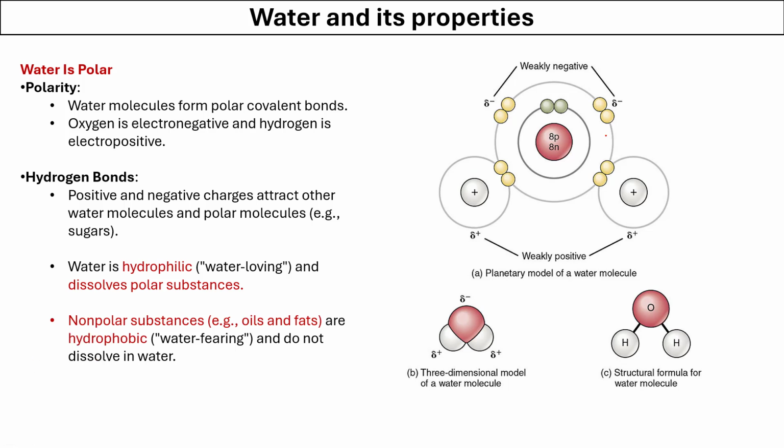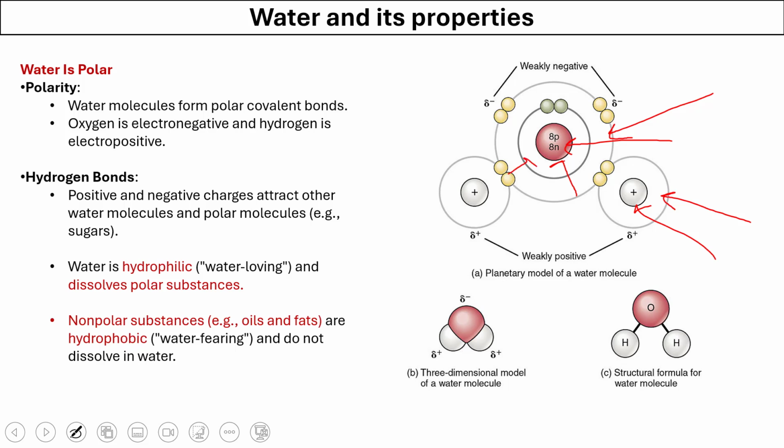Now let's look at some properties of water. We have seen that oxygen, which has 6 electrons in its outermost shell, shares 1 electron each with hydrogen. Because the nucleus of oxygen is bigger than the nucleus of hydrogen, it pulls the electrons towards itself and has a delta negative charge, and hydrogen has a delta positive charge. This makes this molecule polar. So the polarity of water gives it interesting properties.